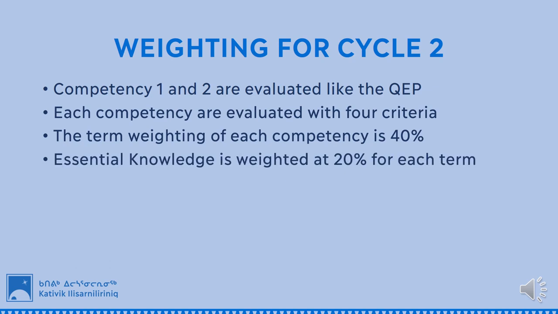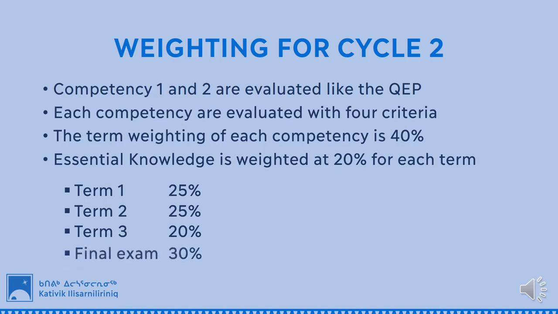A percentage for essential knowledge is only applied for term marks. To determine a mark for essential knowledge, you'll have the liberty to use any questions or areas in the student booklet not already specified for competency evaluation, or any extra exercise sheets or in-class activities, quizzes, or homework. The weighting for the year is Term 1, 25%, Term 2, 25%, Term 3, 20%, and the final exam, 30%.